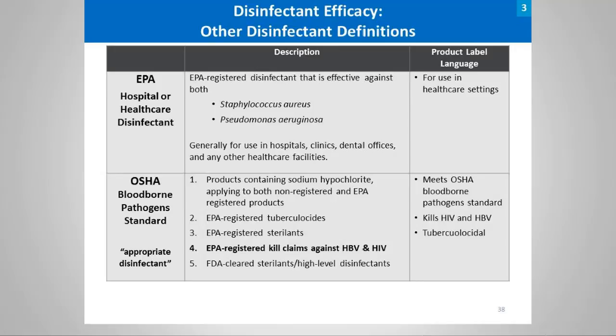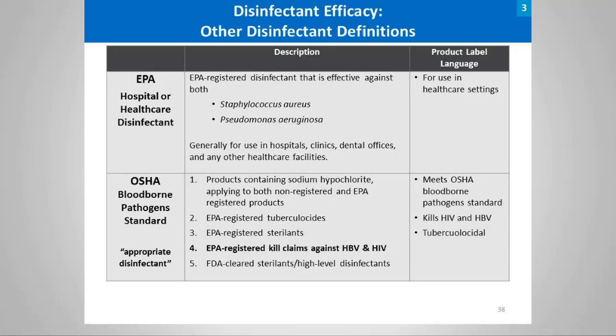The efficacy of these disinfectants. First of all, hospital or healthcare disinfectants. The language you're going to look for on a label is typically going to say "for use in healthcare settings." And the key is that they're able to kill Staph aureus and Pseudomonas. And these are the types of things you should be using in your dental office.